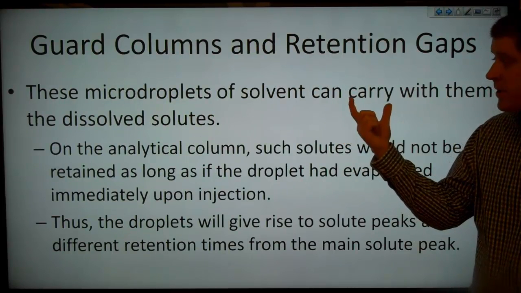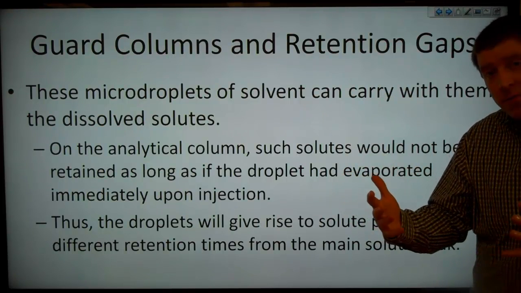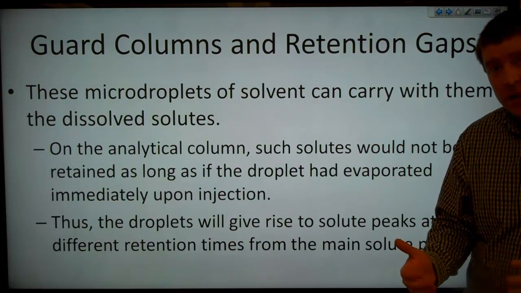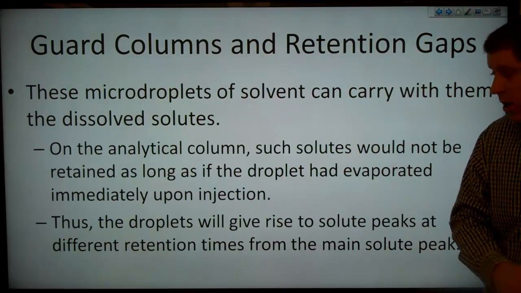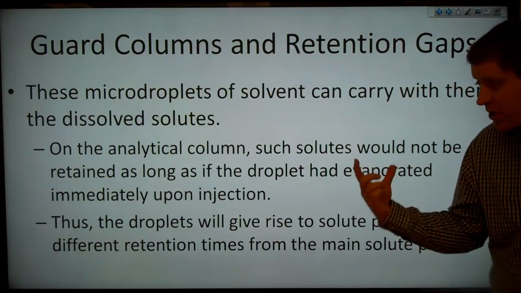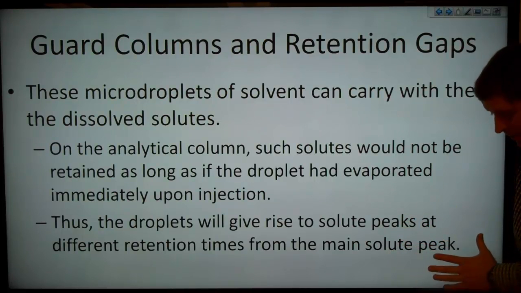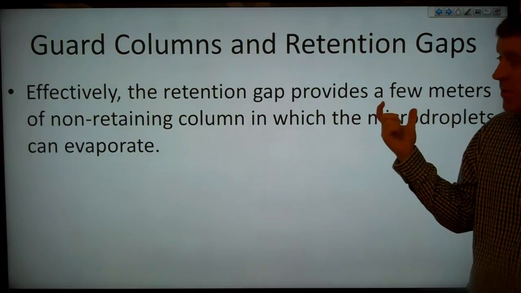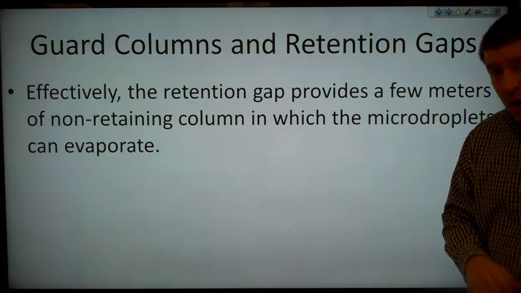And these microdroplets of solvent can carry with them the dissolved solutes, which then carries them farther ahead of where the solute might be if it's being retained by the column. But on the analytical column, these solutes would not be retained as long as if the droplet had evaporated immediately upon injection. And thus, the droplets will give rise to solute peaks at different retention times from the main solute peak. And so effectively, the retention gap provides a few meters of non-retaining column in which the microdroplets can evaporate.